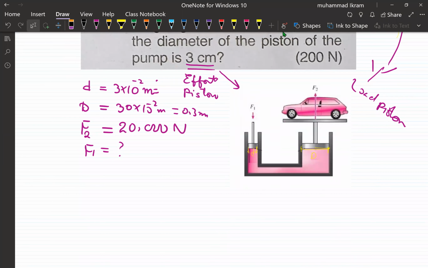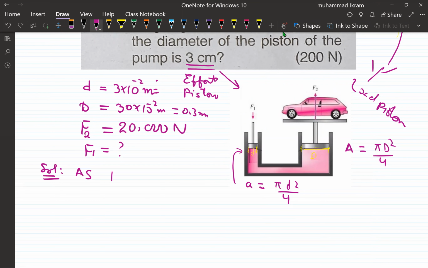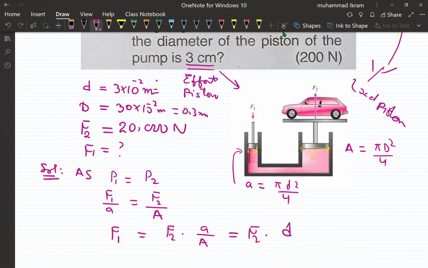So we use the Pascal principle. As we know, in the Pascal principle, this will be the bigger area, pi R square, so definitely pi D square by 4 area. And for this case, small a will be pi d square by 4. As we know, pressure at the effort piston must equal pressure at the load piston. So F1 by a equals F2 by A, and they ask for F1, the effort, which will be F2 into a by A. So definitely F2 into, what is this A? A is pi D square by 4, so pi by 4 and pi by 4 will get cancelled, and this will be d, and then there is a square on it also.